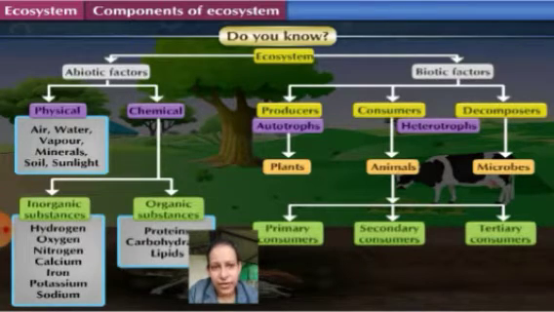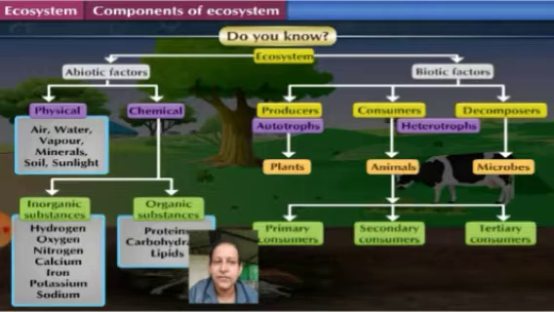Then biotic factors include producers, consumers, decomposers. Producers are the plants, that is they are preparing their own food with the help of sunlight and other abiotic factors like soil, which gives water and minerals, and the carbon dioxide from the atmosphere. So plants are also called producers because they are autotrophic in nature, whereas consumers and decomposers are called heterotrophs because they do not prepare their food.